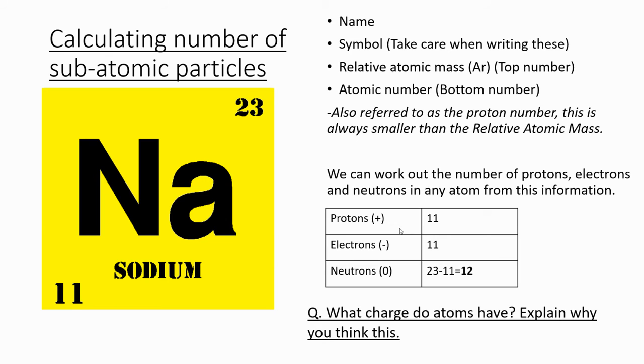So how do we calculate protons, electrons, and neutrons then? Well, a sodium atom has 11 protons. We know that because that's the proton number. Atoms have the same number of protons and electrons, so that number also tells us a sodium atom has 11 electrons. And to calculate the number of neutrons is a really simple subtraction. The relative atomic mass, which is the protons and neutrons, 23, minus the number of protons, which is 11, is 12.